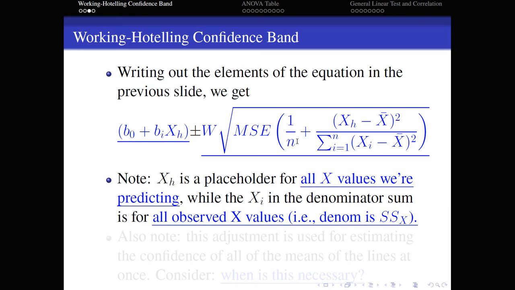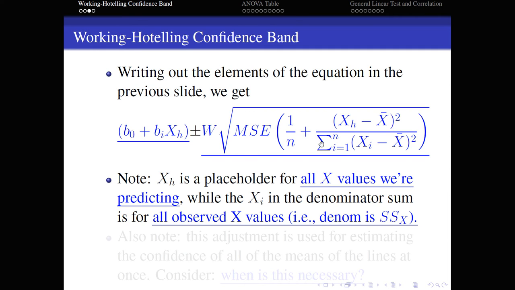Note that x sub h, again, represents all of the x values that we're interested in predicting. And again, when we're using the Working-Hotelling band, the concept is that we are interested in predicting a confidence band at multiple x values. So x sub h is for each one of those multiple x values that we're interested in. If we were just interested in predicting for a single x value, a single x sub h, we would use the classic confidence interval formula.